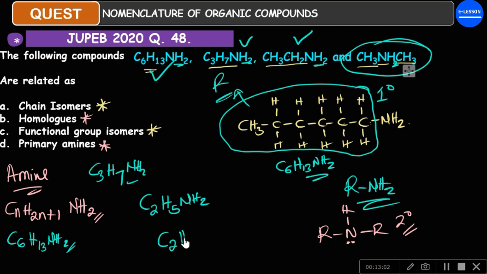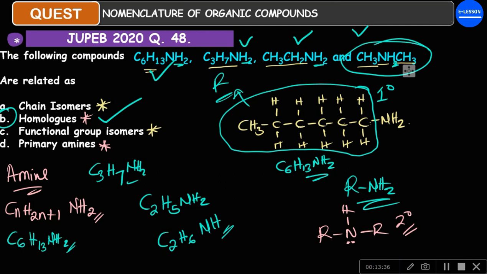Then you have H5, because 2 times 2 is 4 plus 1 is 5, and then NH2. But they carried one hydrogen here, so that it will form a secondary amine. So this gives us C2H6 and then no hydrogen here, right? Which still corresponds with the general formula. So all of them correspond with the general formula. Hence, you can call them homologs. So the correct answer to this question is option B, which is homologs. Is that okay?